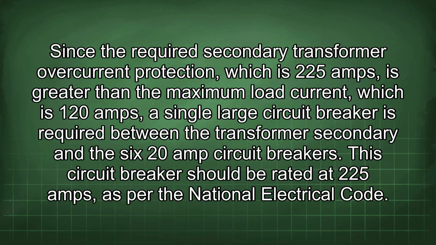Since the required secondary transformer overcurrent protection, which is 225 amps, is greater than the maximum load current, which is 120 amps, a single large circuit breaker is required between the transformer secondary and the 6 20 amp circuit breakers. This circuit breaker should be rated at 225 amps as per the National Electrical Code.